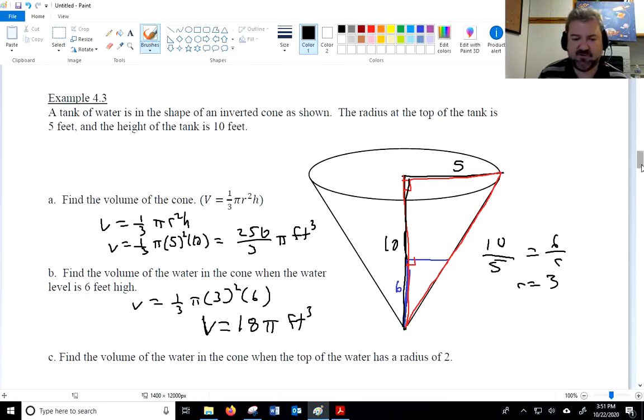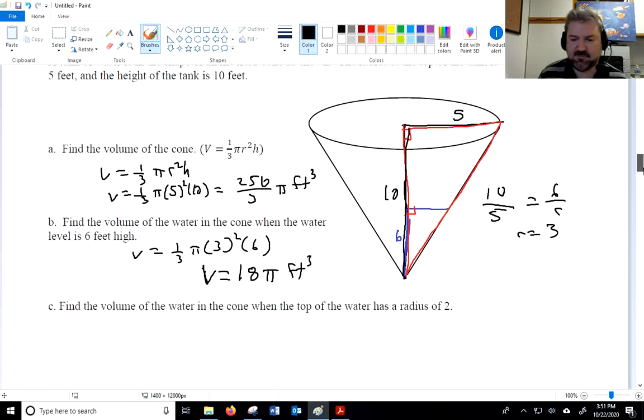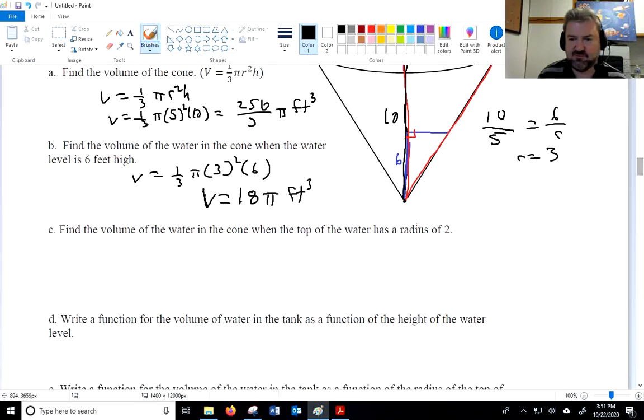All right, we want to find the volume of the water in the cone when the top of the water has a radius of 2. Okay, so this is just another application of that. We know that the relationship in this cone is that the height is 10 and the radius is 5. That's when it's all the way filled up, and so it has to be proportional.